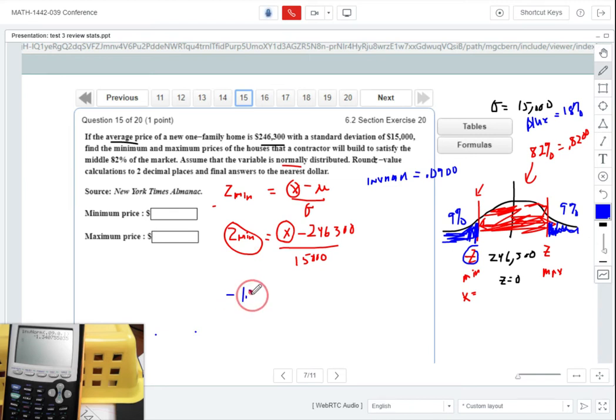Negative 1.34 equals x minus 24,600 divided by 15,000. So I have to solve for x. Our goal is, by the way, we're doing all this work just to find this minimum value. So I have to go through all the solving for x.